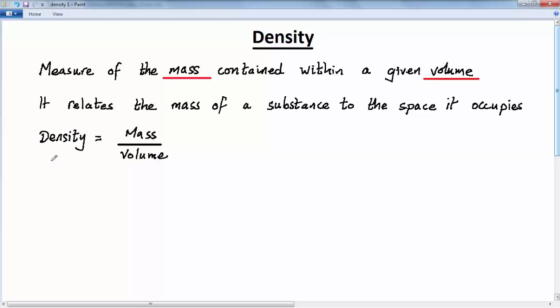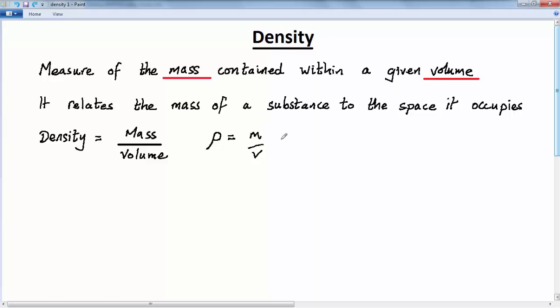Now, strangely enough, the symbol for density, you thought it might be D, but it isn't. It's a Greek letter rho, which looks like a P, okay? And we can write that as equal to m over v. That's mass over volume. So the unit for density can be derived by observing this equation.